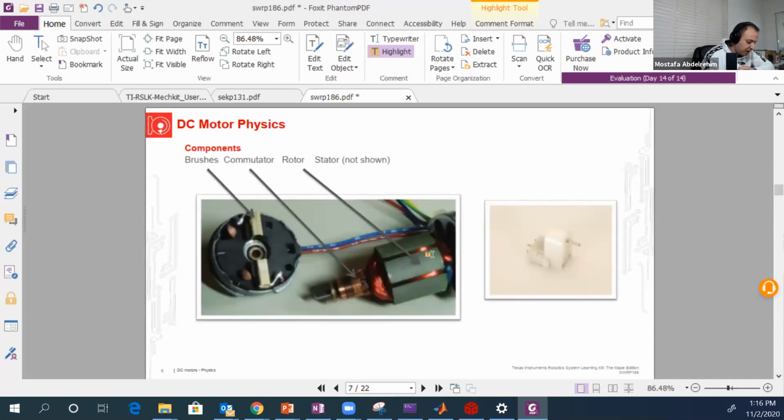This is a practical motor. You have the stator, which is not shown. The stators are the magnets which cover the motor. You have the brushes here. The commutator is many of these coils. And this is actually the kind of motor that you have in your kit.